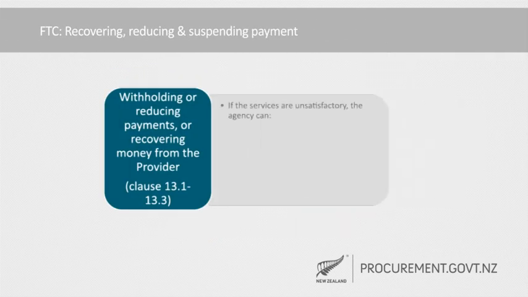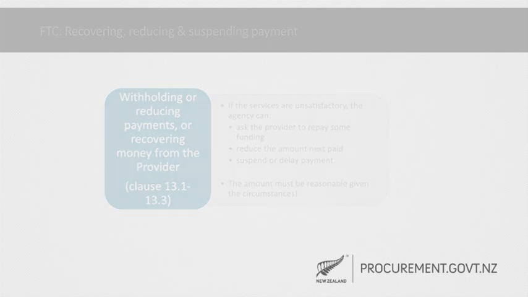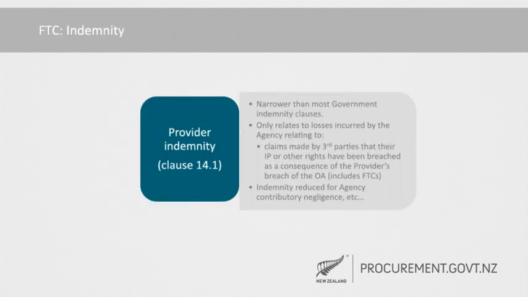If the provider delivers services which are unsatisfactory and they don't meet the targets or satisfy conditions described in the outcome agreement, then the agency may ask the provider to make a repayment if they were paid in advance and not in arrears, reduce the amount they're paid next time, or suspend or delay payment until a remedy plan is agreed and its obligations performed. If the agency does any of these, the amount reduced, withheld, or repaid must be reasonable given the services that have been provided and the circumstances giving rise to the non-performance.